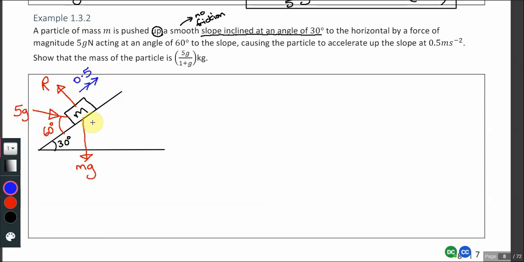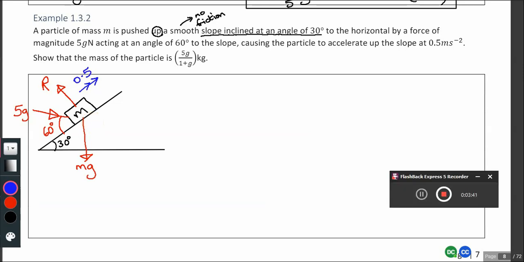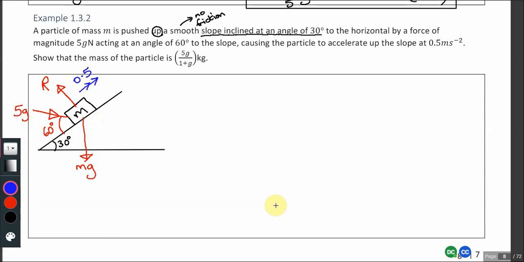So we're showing that the mass is 5g over 1 plus g. Let's resolve, and let's think about which direction is the most sensible direction in which to resolve. So let's just think about this before we dive in. If we resolved perpendicular to the slope, if we resolved in that direction, how many unknowns would there be?